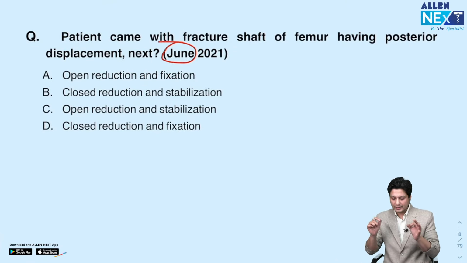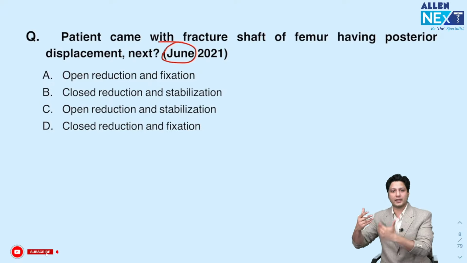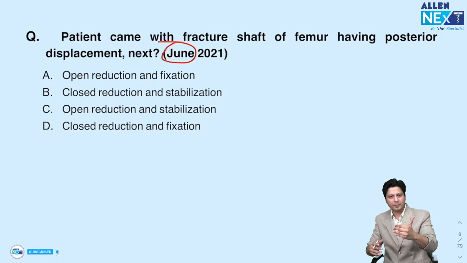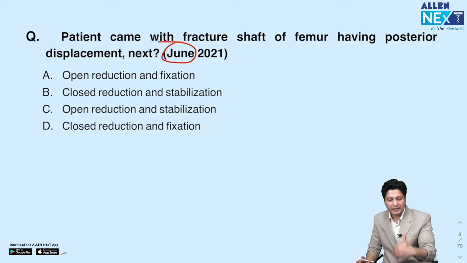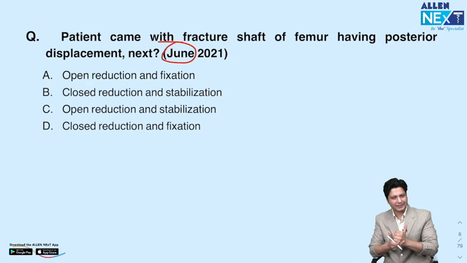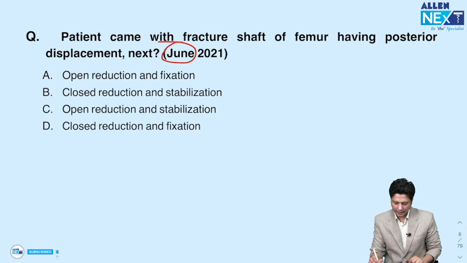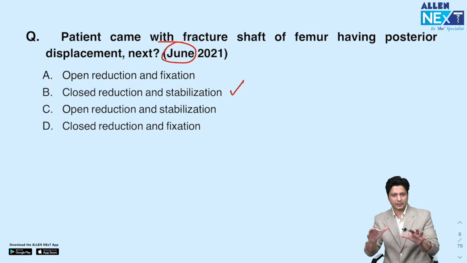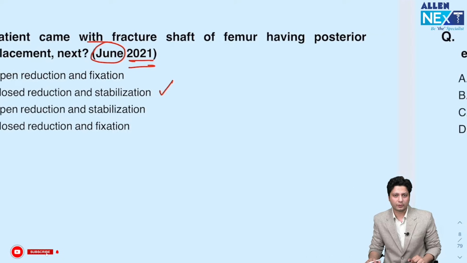Next is a patient came with the fracture shaft of femur with posterior displacement. अब एक patient आया आपके पास emergency में है, and what exactly immediately what you will try to do? You will try to reduce it, alright, by the gentle traction application you will try to reduce it. So simple, closed reduction and stabilization. You are not going to fix it immediately. First of all, stabilize it by performing closed reduction. Simple. This was the question asked in June 2021.